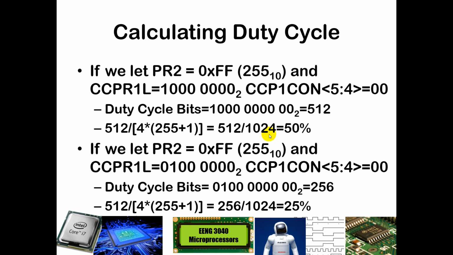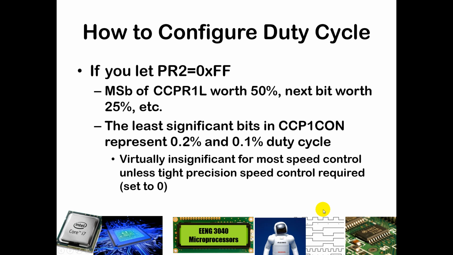If we let PR2 be again FF, or 255 base 10, and then instead of setting the most significant bit in our CCPR1L, we set the next to the most significant bit, then what we have when we put things together is a decimal value of 256. Plugging that into the formula, that works out to a 25% duty cycle.